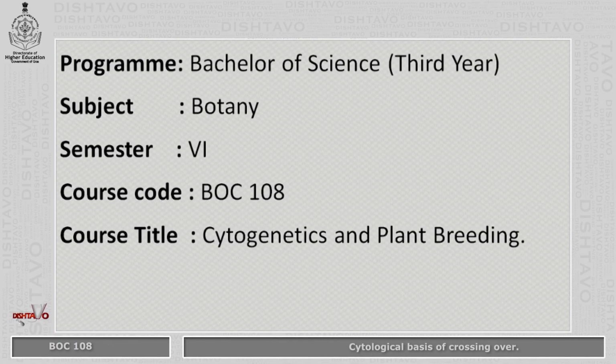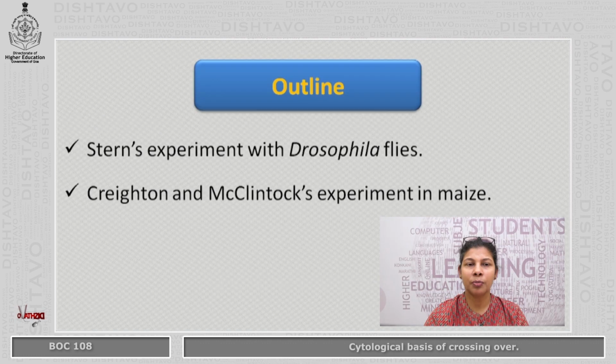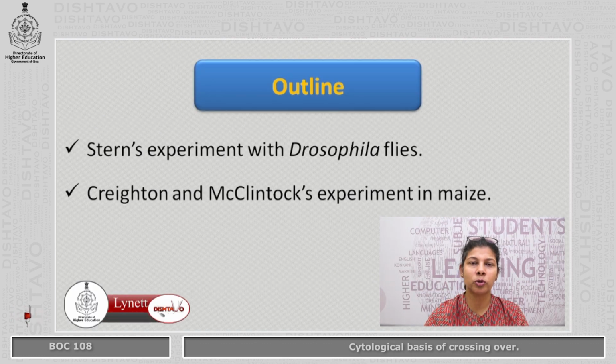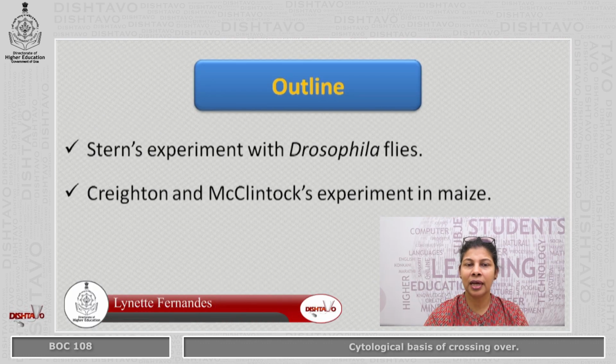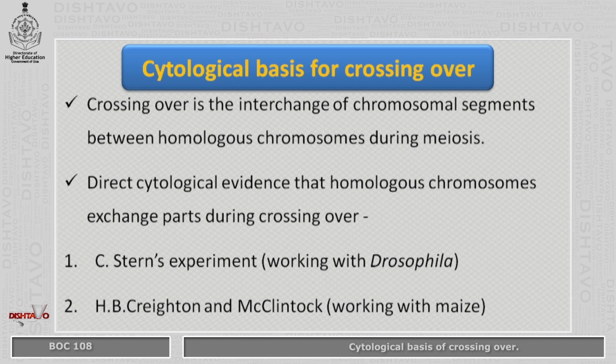Hello students, today we will be studying the topic cytological basis of crossing over. Here, two experiments will be discussed: Stern's experiment with Drosophila flies and Creighton and McClintock's experiment in maize. These experiments provide cytological evidence for crossing over. Crossing over is the interchange of chromosomal segments between homologous chromosomes during meiosis.